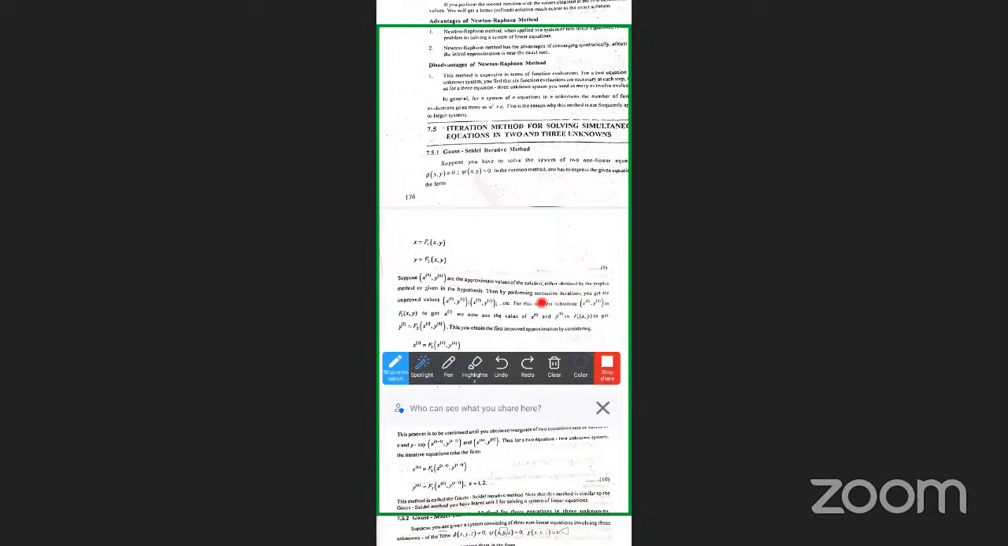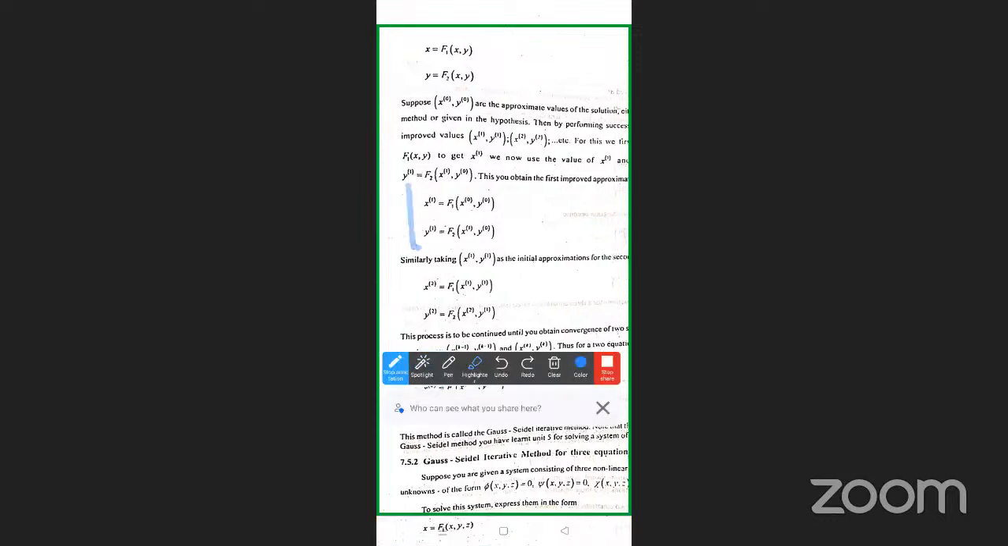Then performing the successive iterations, you will get x1, y1, x2, y2. So for the first approximation formula, we have to substitute zeroth approximation values in this equation. The next, second approximation, we have to substitute first approximation values. So this is the iteration process.